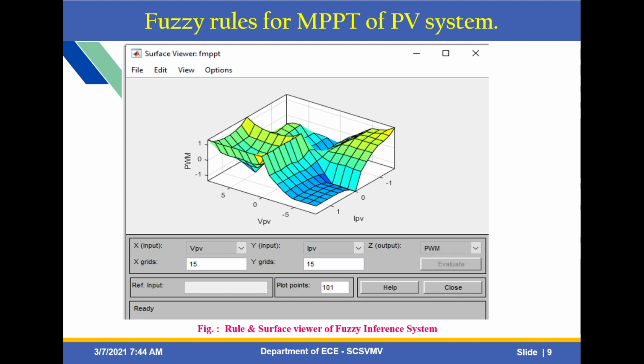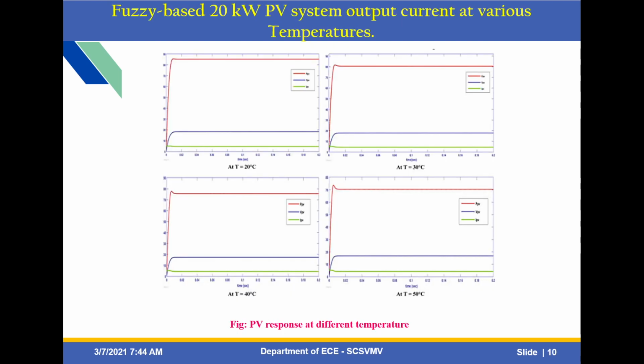This is a Surface Weaver rule map, fuzzy rules for MPPT of PV systems. We are designing a 20 kilowatt PV system output current at various temperatures. This is a PV response curve. It shows different temperatures: the first one is 20 degrees Celsius, 30 degrees Celsius, and 40 and 50. So you can change the irradiance also.